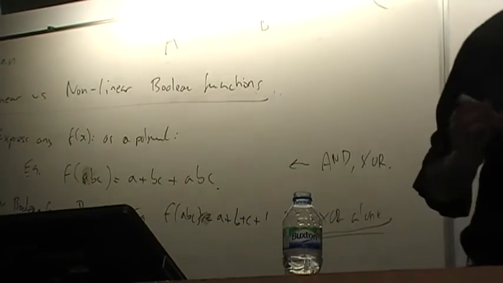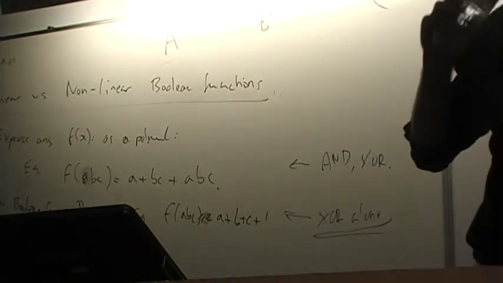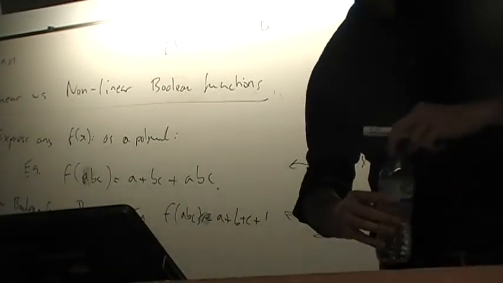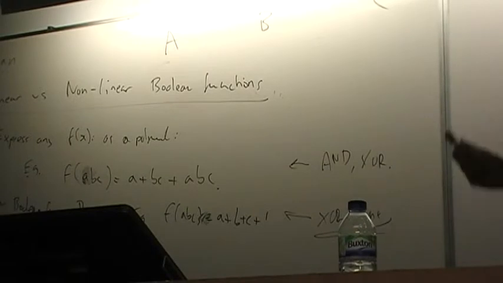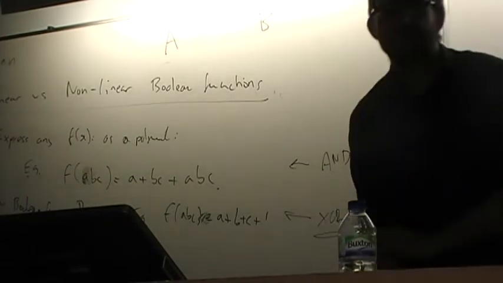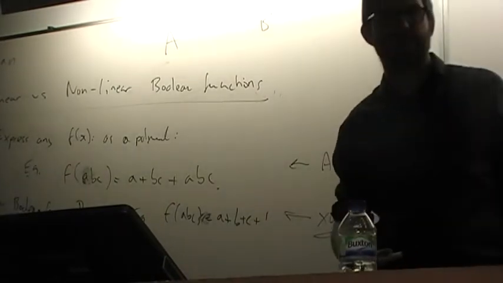Now we see something very, very simple. Imagine you have a computer which only contains XOR gates. You could build such a computer. This computer would only be able to compute linear Boolean functions and nothing else. If your computer now has an AND gate, all of a sudden it can do everything.